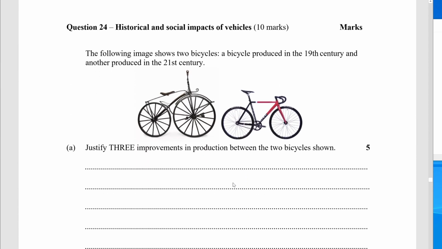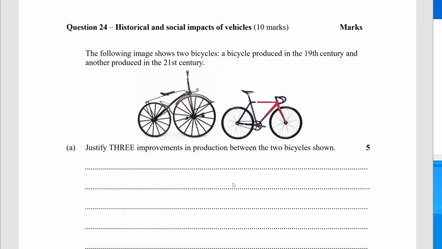Okay, the following image shows 2 bicycles, a bicycle produced in the 19th century and another produced in the 21st century. Justify 3 improvements in the production between these 2 bicycles shown. So I would say something like pneumatic tires. I would say tube steel and chains. Yep. So we want to justify the 3 improvements.